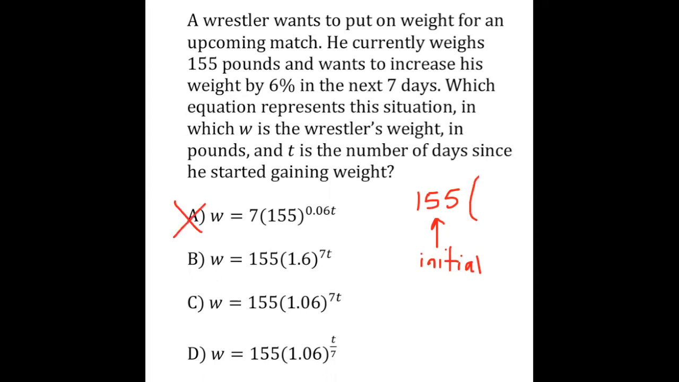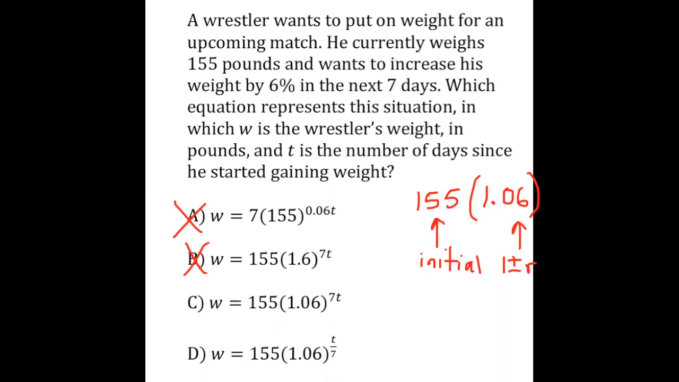Inside the parentheses, it's always 1 plus or minus the rate of change. So if it's a 6% increase, it would be 1 plus that 6% decimal, that's 0.06. We'd get 1.06, which tells me B is not the answer. And the exponent, that's always the amount of time.